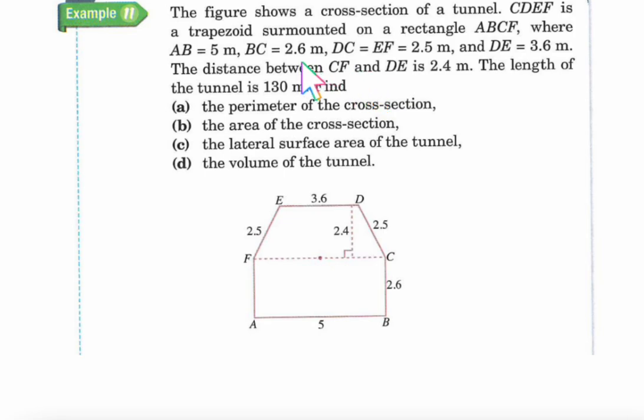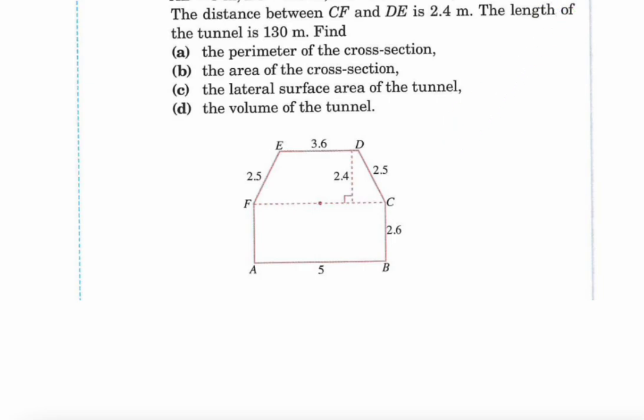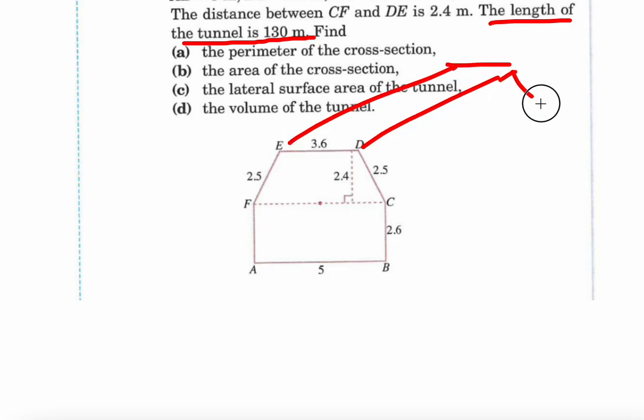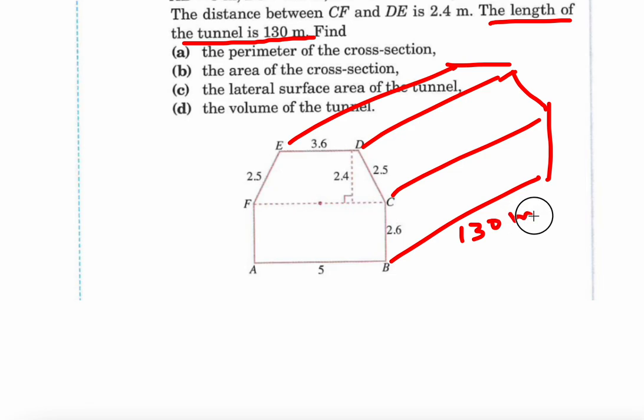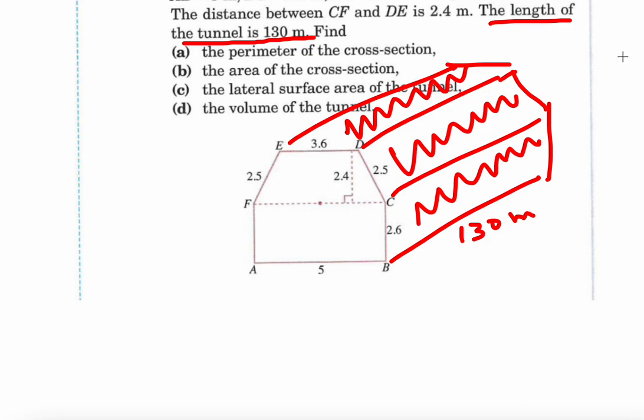Okay, and then they're giving you all the measurements. The only thing that is not shown is this information right here. The length of the tunnel is 130 meters, because we don't see that, they're just showing us a slice of it. But in actuality, the length of the tunnel is 130 meters. Go ahead and pause the video and see if you can find the perimeter of the cross-section, the area of the cross-section, the lateral surface area, which actually is just the rectangle parts of the surface area, and the volume of the tunnel.